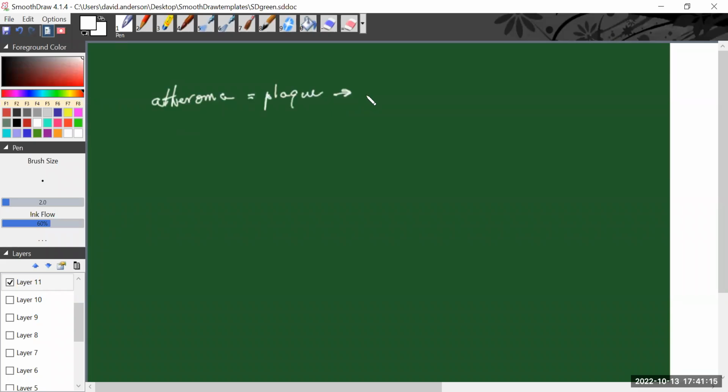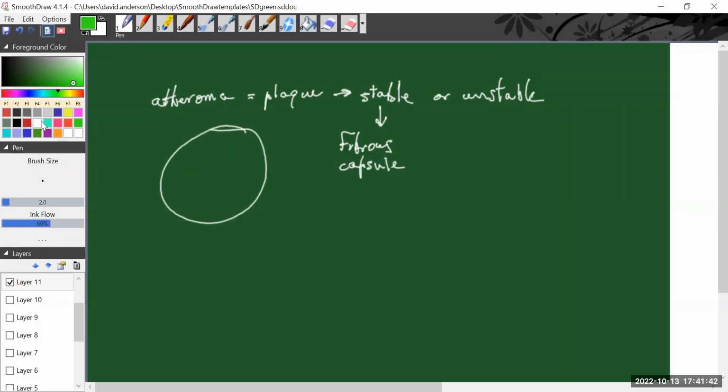And plaques can be stable or unstable. When they're stable, they've got a nice fibrous capsule, so they're not likely to break. When we look at the inside, we've got a bunch of fat in here. The fibrocytes came along and they laid down a nice capsule. If the capsule is a nice, thick, complete capsule, that would be described as a stable plaque.